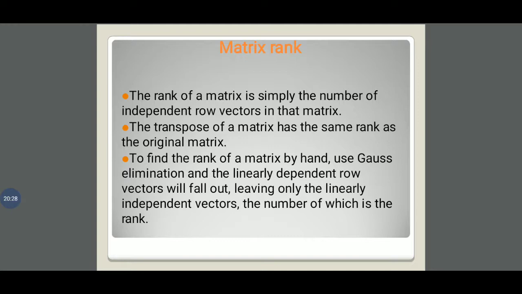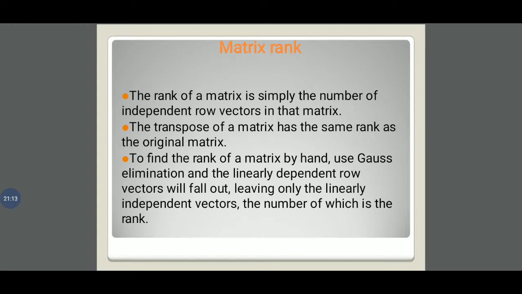Now, every minor of order r plus 1 is equal to 0 if it exists. For 3 by 3, if I am saying rank is 3, then there is no minor of order 3 plus 1, that is 4. We will not consider it. Suppose a matrix of 3 by 3 has rank 2, that means at least one minor of order 2 by 2 is not equal to 0, and every minor of order 2 plus 1, that is 3, the determinant value of the matrix is 0.